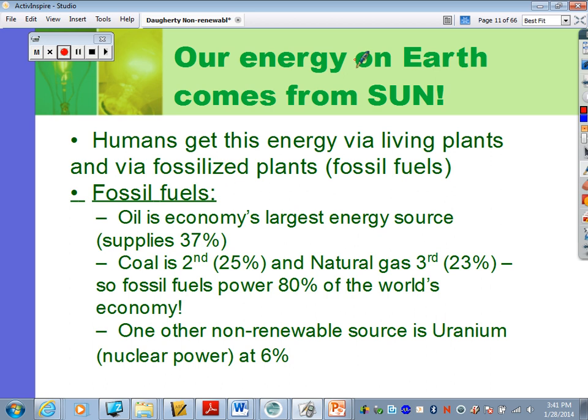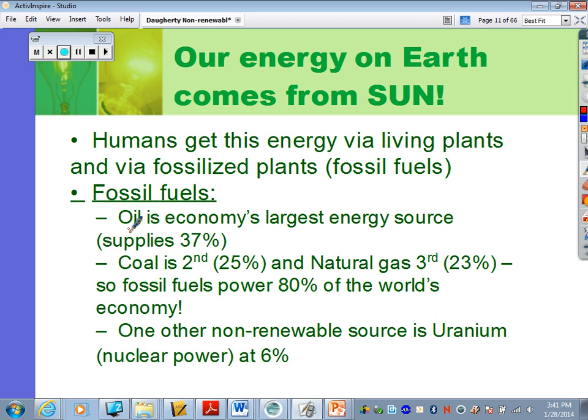One thing we need to remember, too, and we talked about this at the beginning of the year, is that almost all energy on Earth initially comes from the sun. That's because these fossil fuels were once living plants and animals that died, became covered up, and decomposed, and through heat and pressure they turned into the different types of fuels that we have today.